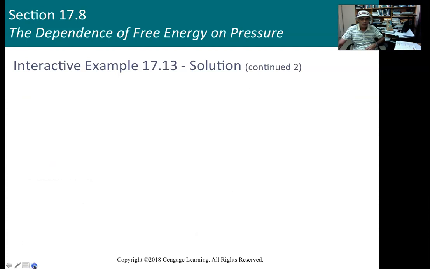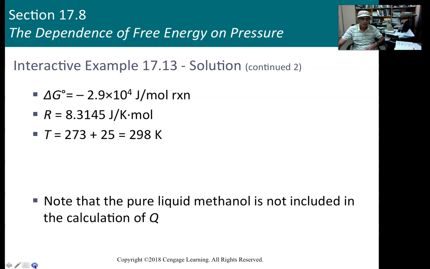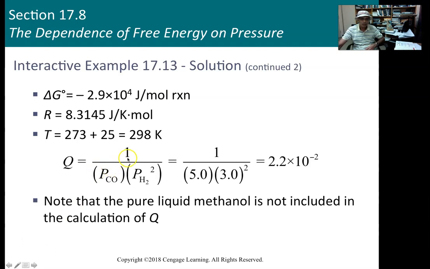So let's look at that. The gas constant is R. Temperature, let's change that to Kelvin. And now let's work out Q. As we are given the pressure values, 5 and 3 here, and based on the equation, this is squared, so we have to square the hydrogen pressure. And note that pure liquid, methanol, doesn't count in the equilibrium relationship.